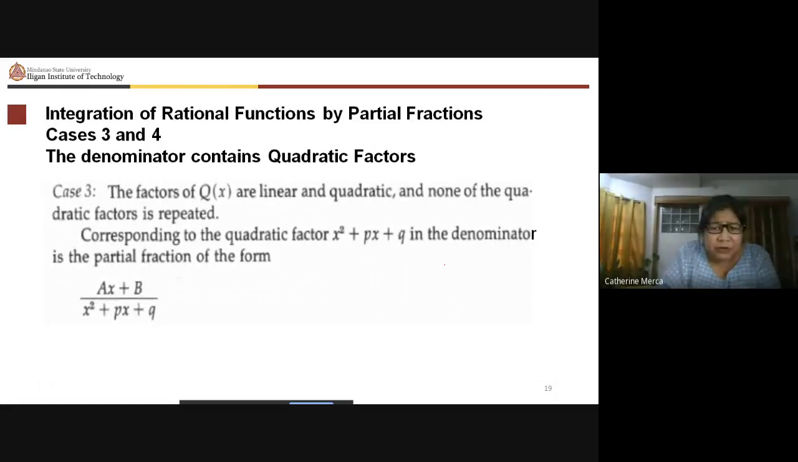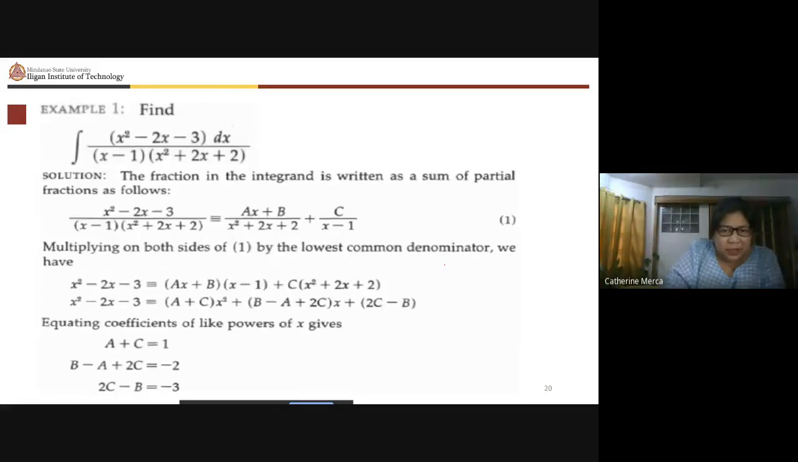your denominator contains quadratic factors. What are the quadratic factors? Diba? First is linear factors, none is repeated. Sunod, linear factors, repeated. Then this time, contains quadratic factors. If it contains quadratic factors, there are again two cases. The first case would actually be when you only have quadratic factors which are not repeated.